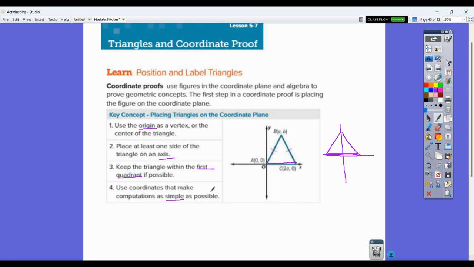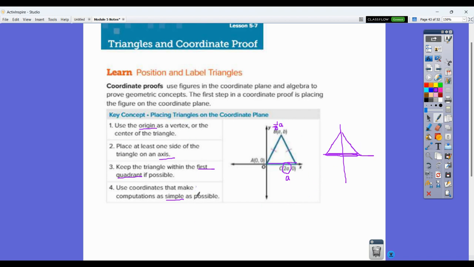What we mean in this case is, if you notice here, they used a 2a for C, which allowed, when you found the middle point of B, you to use a instead of, if they used a for this point, then they would have to use 1/2 a for this point right here. So we're going to keep it as simple as possible.